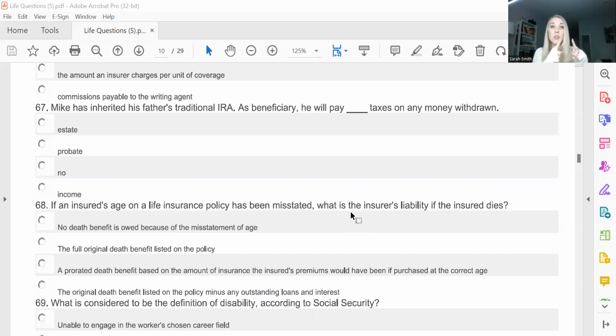So if it's a traditional IRA, if he's withdrawing money, what taxes is he paying on the money that he's withdrawing? This will be income taxes because it was a traditional IRA. If it said Roth IRA, it would say he would pay no taxes on any money withdrawn.